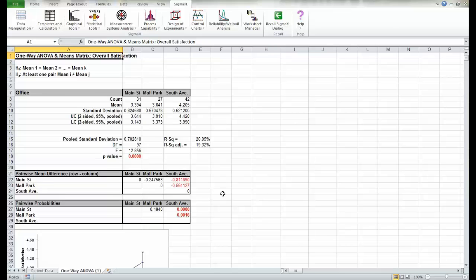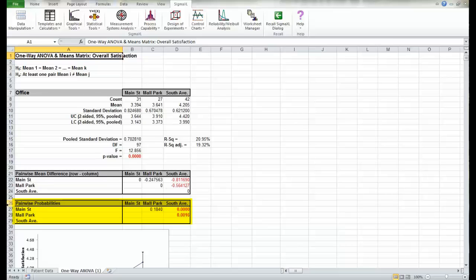Let's see which one. There's two ways of doing this. If you look at row 26, you have a table there that is called Pairwise Probabilities. Remember, the P in p-value stands for probability. These are pairwise p-values. In other words, if you were to pull these off and compare them two at a time using a two-sample t-test, these would be your p-value results.